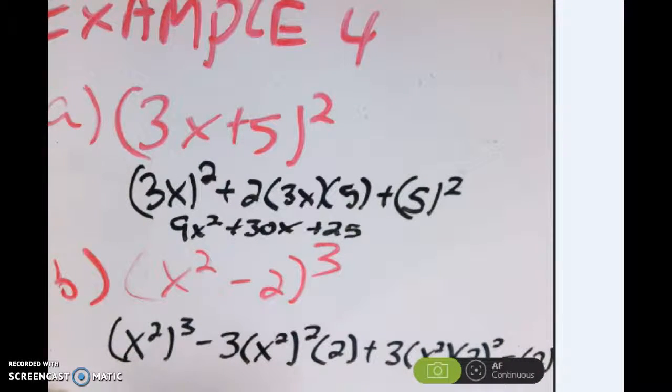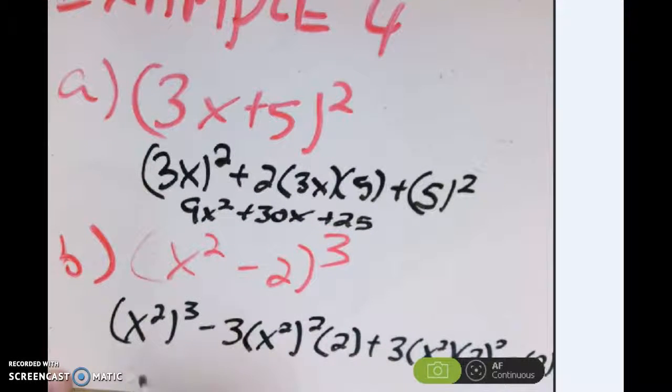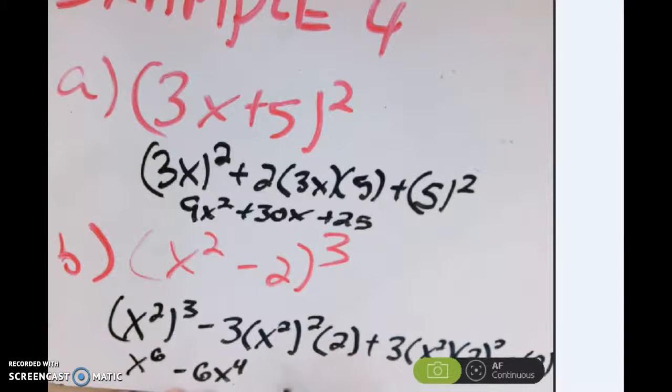So if we do this all out, I get x to the 6th minus 6x to the 4th plus 2 squared is 4 times 3 is 12x squared minus 2 to the third is 8.